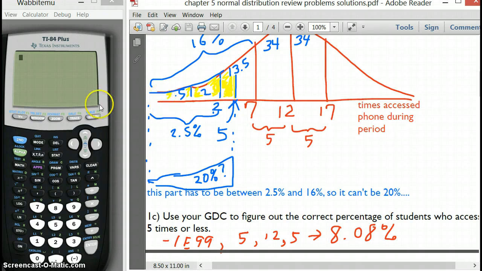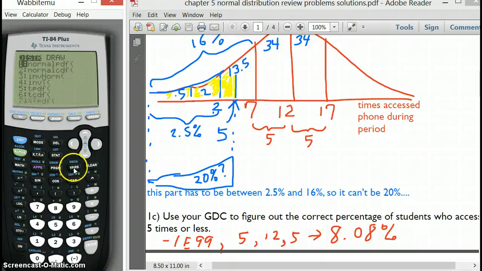Normally when it's all the way to the left, you use negative infinity, and that's what we're going to use here. The name of the function is the normal CDF function, which we find by pressing second, distribution, and then number 2. It already fills in the first one correctly because we want negative infinity here. Lower is negative infinity. Upper is going to be 5. The mean is going to be 12. And the sigma, the standard deviation, is going to be 5.